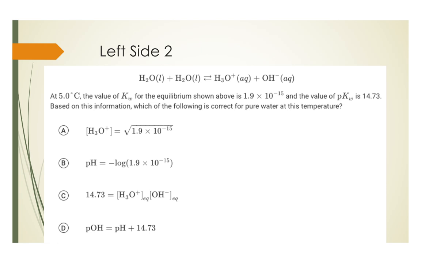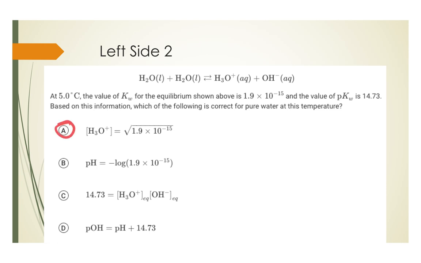Here is left side number 2. They give us the autoionization of water. And they tell us that at 5 degrees Celsius, the value of Kw is 1.9 times 10 to the negative 15th, and pKw is 14.73. Which of the following is correct for pure water at this temperature? Take a moment and then come back. Okay, so if you answered this one, the correct answer again should be A.